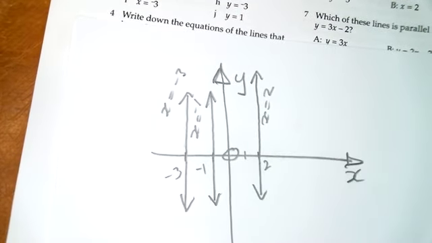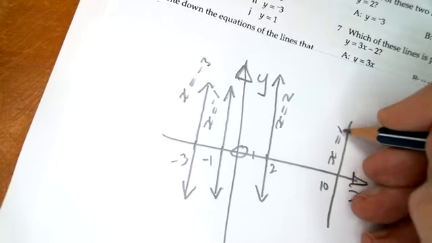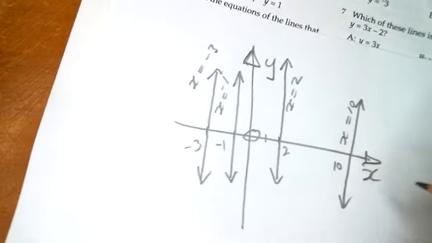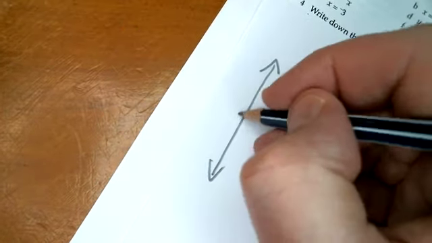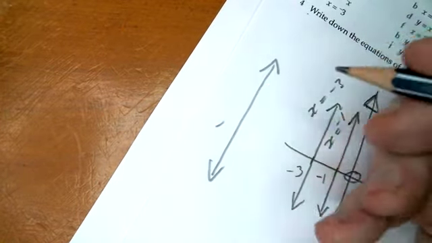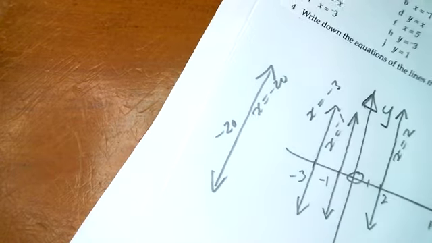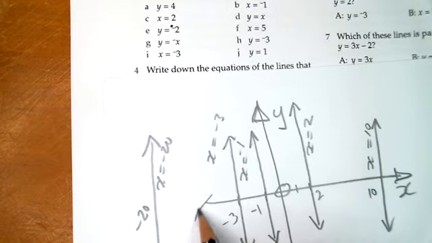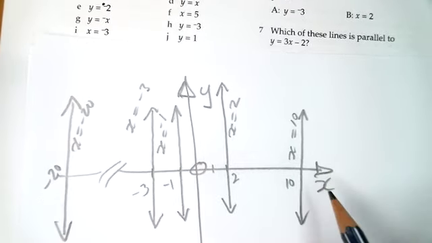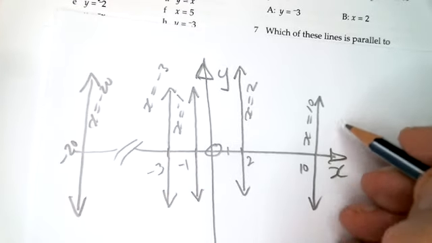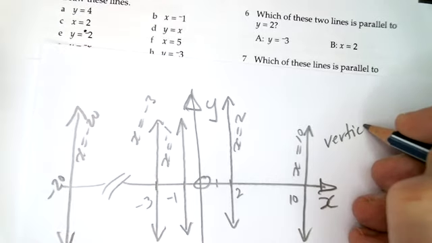So whatever number you want, way over here might be 10, for example. This might be x is equal to 10. This might be over here, somewhere, say negative 20 or something. This is my x is equal to negative 20 line. And this just keeps on going. Now these all have an undefined gradient, and they're all vertical. These are all vertical lines.